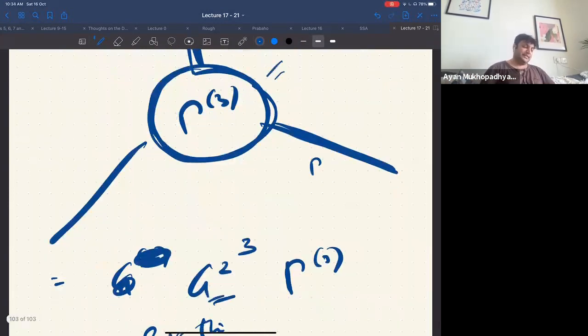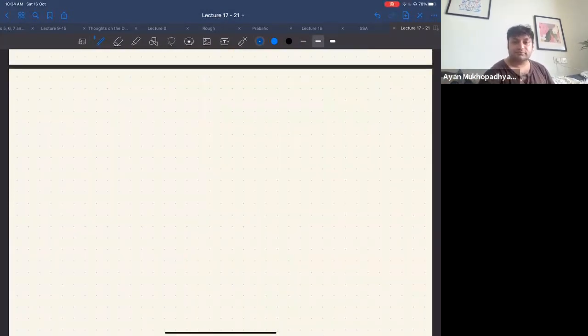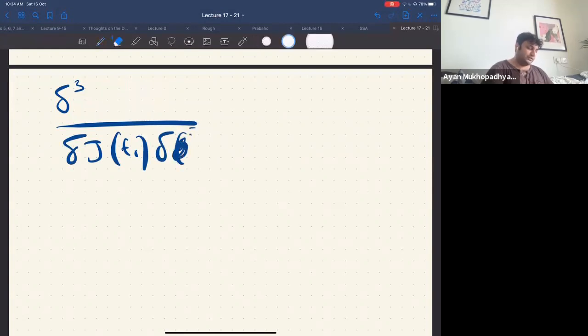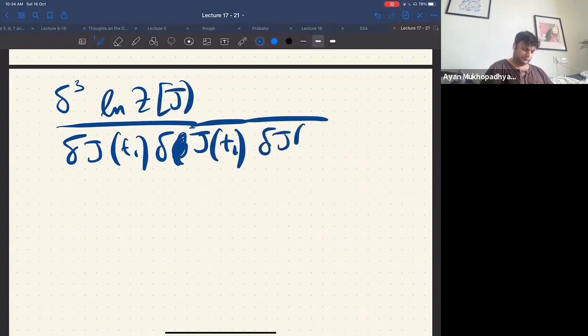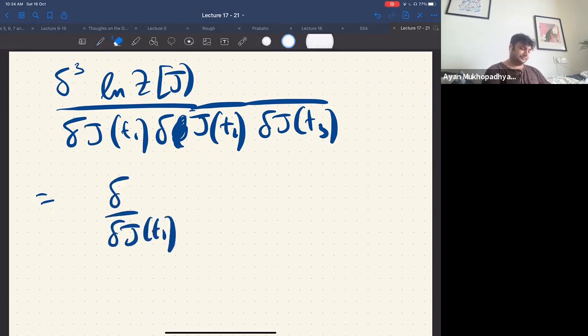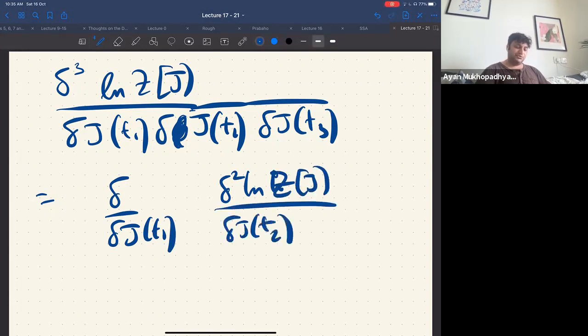All right, so for this statement, let us start with this thing. Maybe I should write log of Z[J], because W[J] could be either, I can have some. Okay. Now, yeah, so what I should do, yes, right. So this is equal to delta by delta J(t1) times delta log Z[J], delta J(t2), delta J(t3).